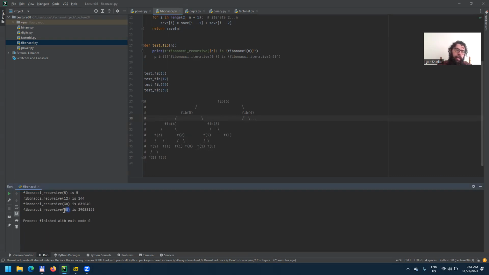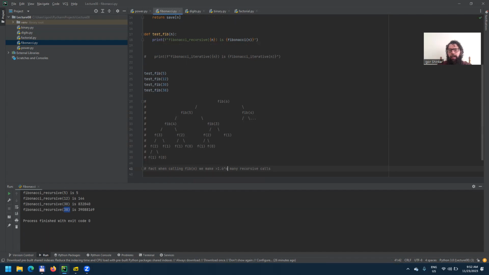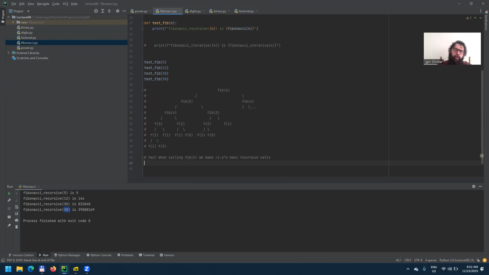And when you have 38 of these, it's only 38. So it turns out that the number of calls that we need to make is a pretty large number. So here's a fact. When calling fib of n, we make, well, more than 1.6 to the power n many recursive calls. And what's this mysterious 1.6 to the power n? Let me not go into this exactly, but it's somehow related to the Fibonacci number itself. It's related to the golden ratio and stuff.